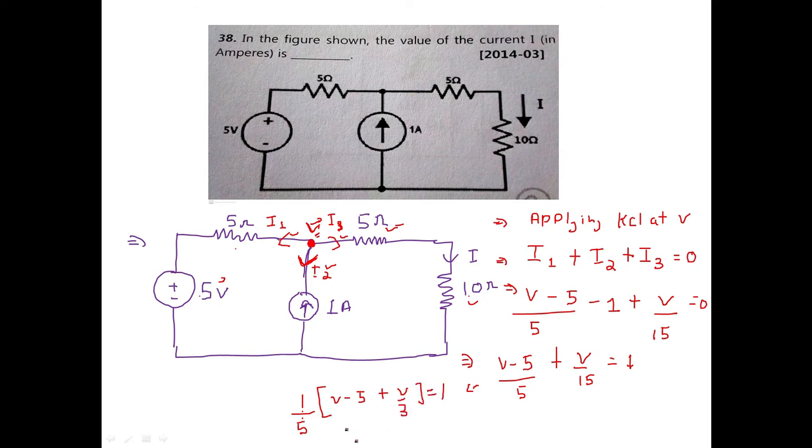Now 3V minus 15 plus V upon 3, and this 5 is gone to this side, that is 5. Now if again we solve it, what we'll get? 3V and this V is equal to 4V, and 4V minus 15 is equal to this 3 got multiplied by this 5, that is 15. And if we solve it, 4V is equal to 15 got shifted by this side, then 30.